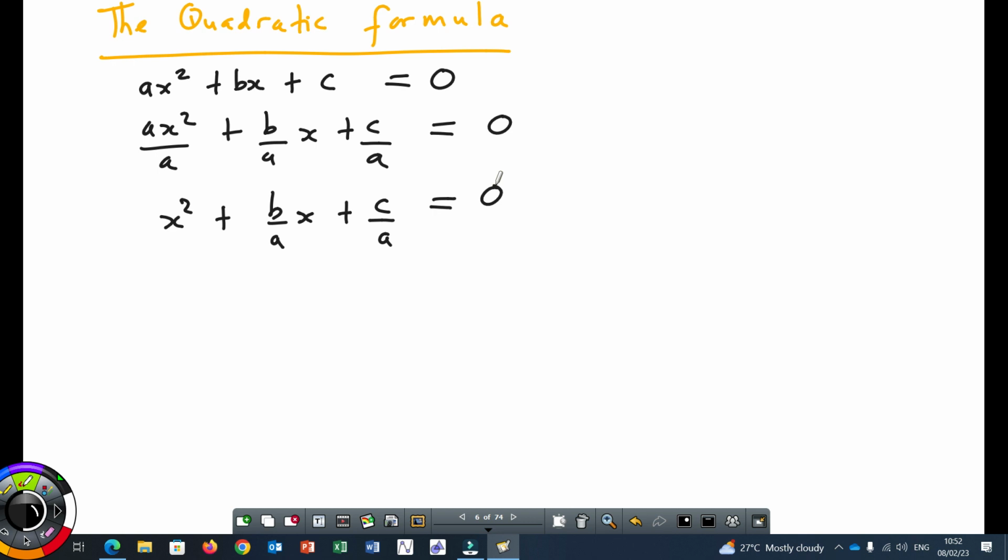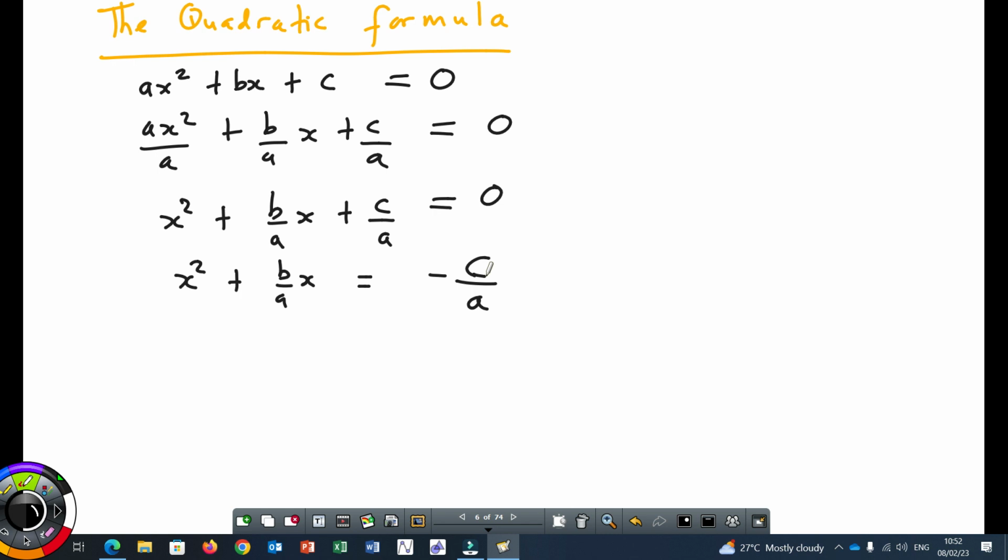Alright. So from here, we take the c over a to the right. So this becomes x squared plus b over a times x is equal to minus c over a. Okay? And the next step now is to create a perfect square trinomial on the left-hand side.